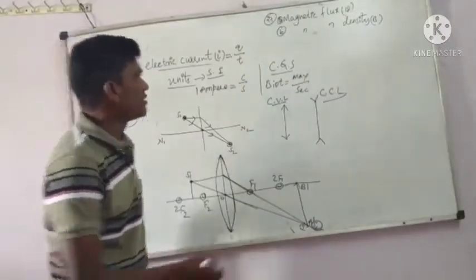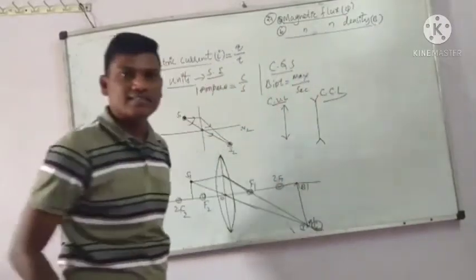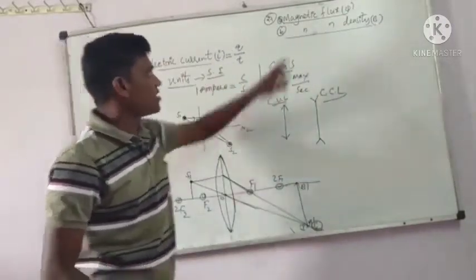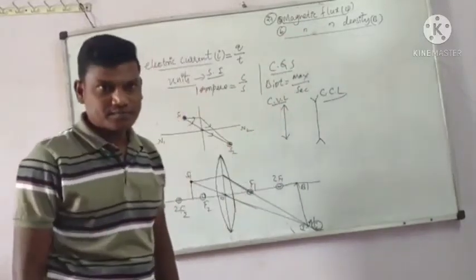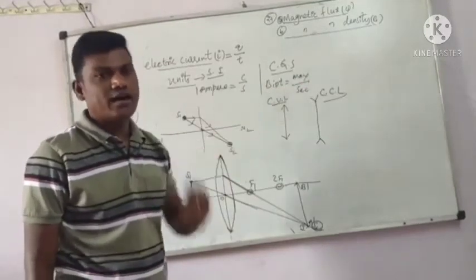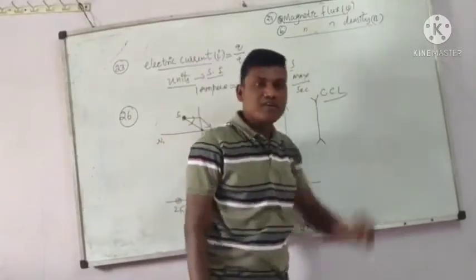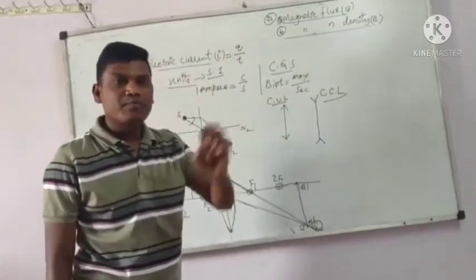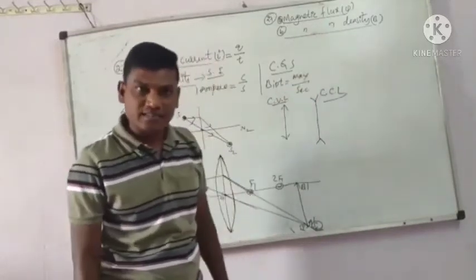Next, 27th one is the magnetic flux and magnetic flux density. What is magnetic flux? The number of magnetic field lines passing through the cross-sectional area. So the number of magnetic field lines passing through the cross-sectional area is called magnetic flux.